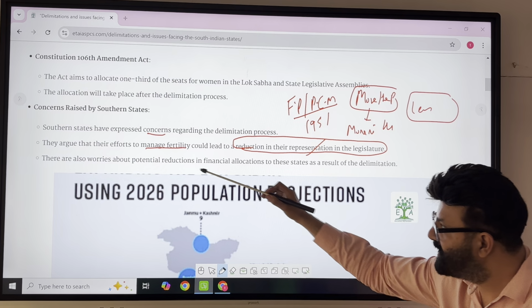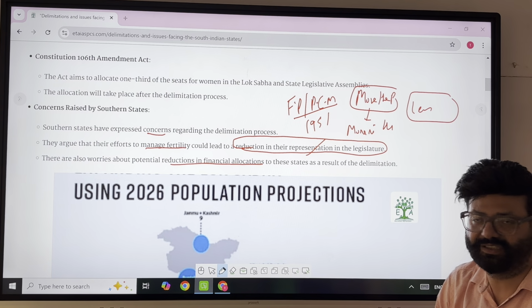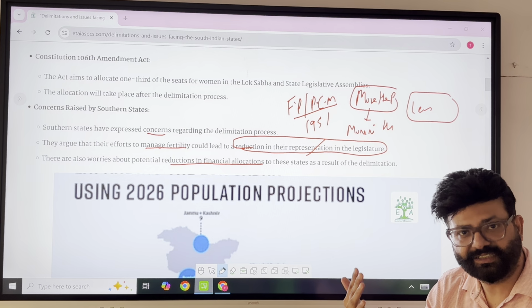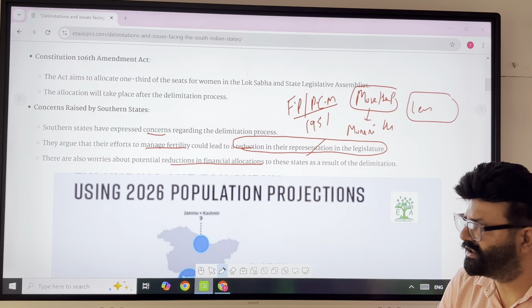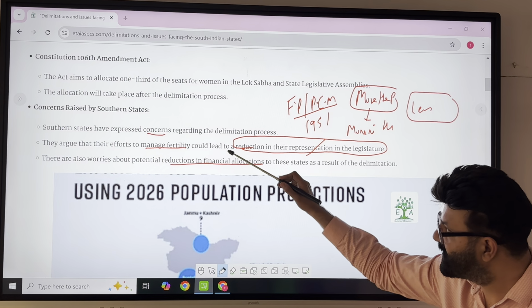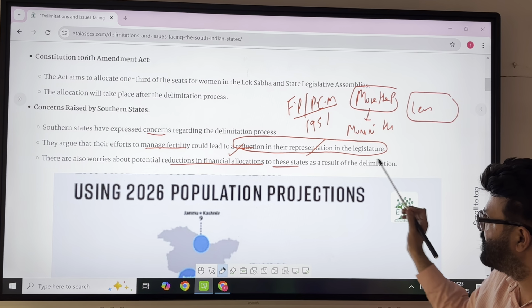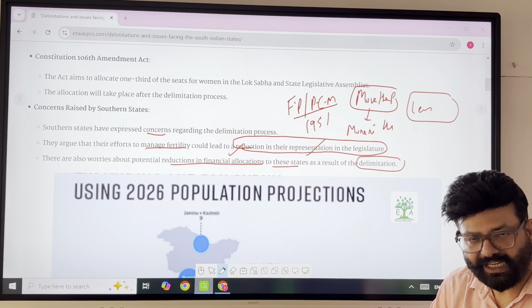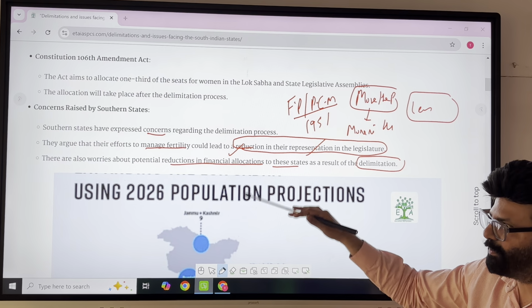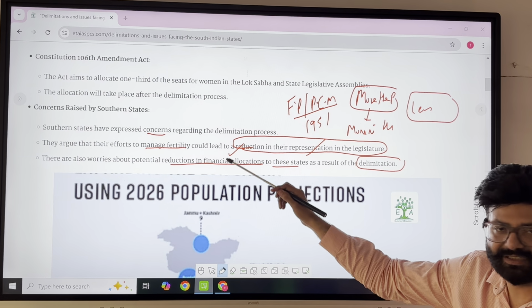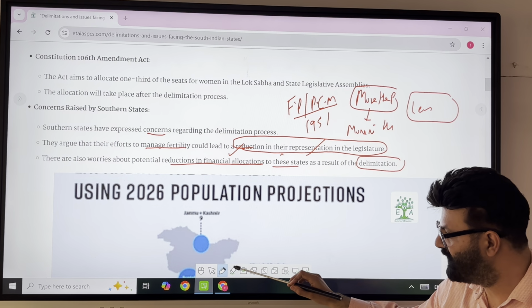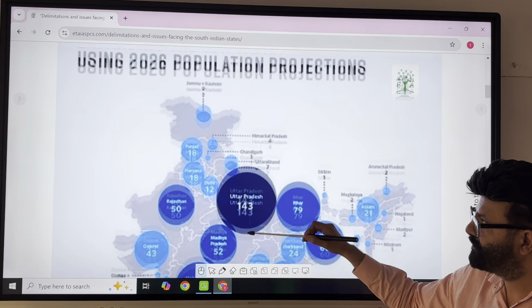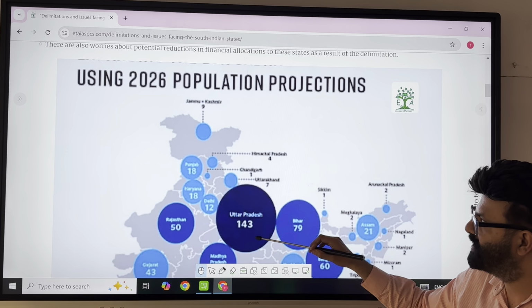Second, they worry that there will be reduction in financial allocations, because Finance Commission on the basis of population and other indicators also provides financial allocation. So second aspect is that there will be reduction in financial allocation to these states as a result of delimitation. So that is why our Honorable Home Minister has provided assurance to the southern states. But if it happens, southern states will lose in two aspects. First, for managing the fertility, it will lead to reduction in the legislature and a reduction in financial allocations also.